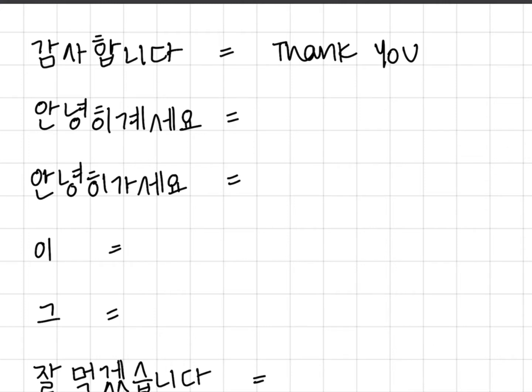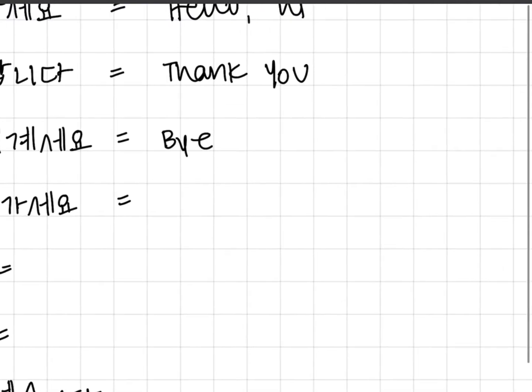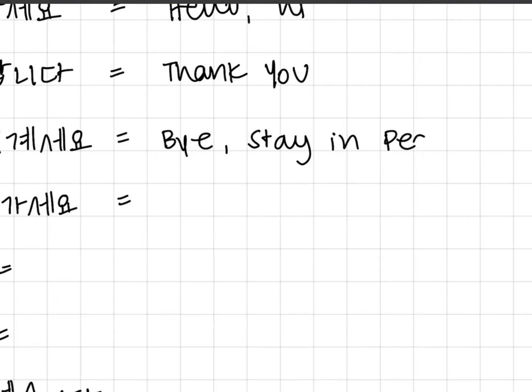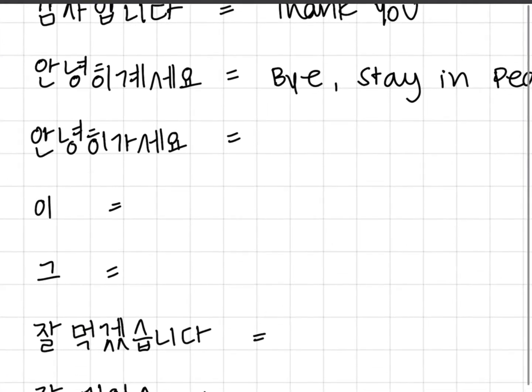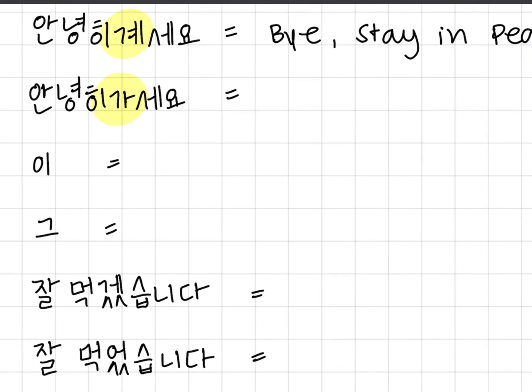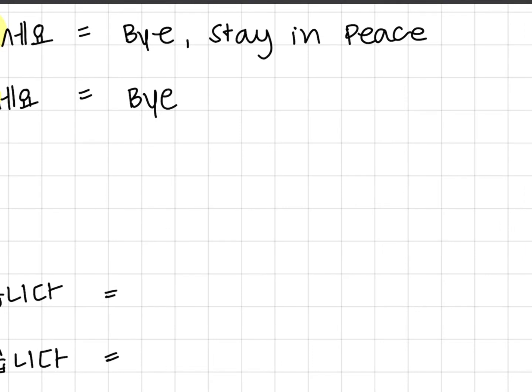There are 2 ways to say goodbye. 안녕히 계세요 is used when you are leaving and someone is staying. So it's basically like saying, bye, stay in peace, because they're staying, but you're the one leaving. And this one looks really similar, but do notice the difference is right there. This one says 안녕히 가세요, which is the opposite. So it means bye, but you're staying and they're going, or you both are going, and it basically means go in peace.